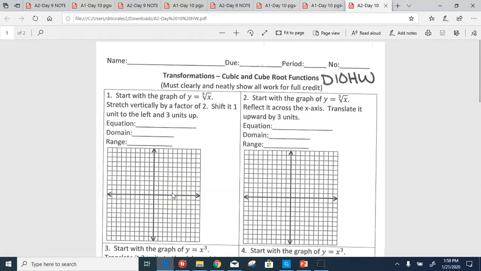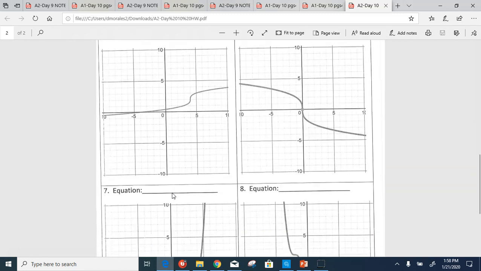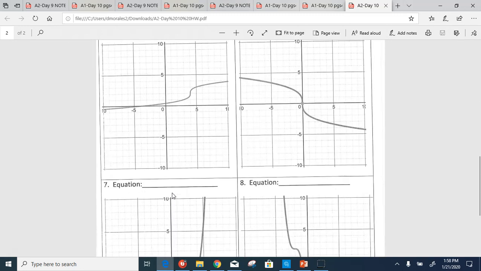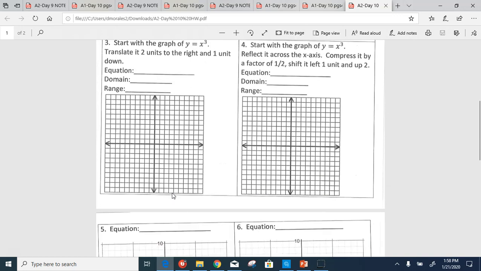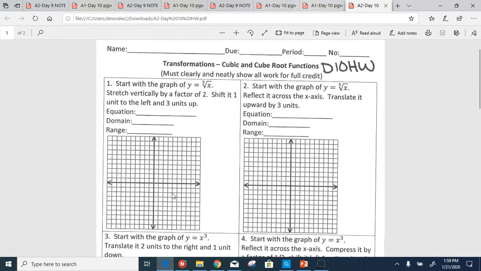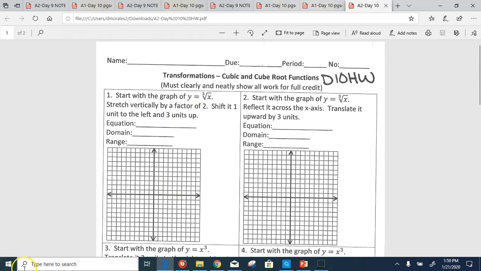Here we go. So here's your example. I don't care about domain and range for any of these graphs. All I care about is the actual equation. You can get that. That is sufficient enough for me. So day 10 is your homework. Get that done, and that's the last topic for these 3 weeks. Best of luck, guys.